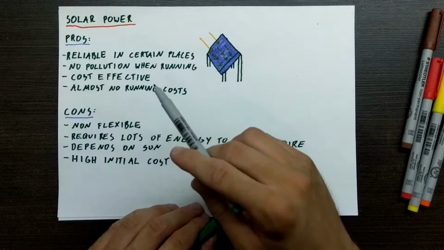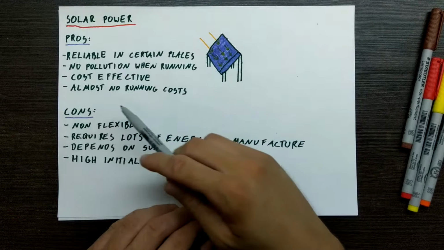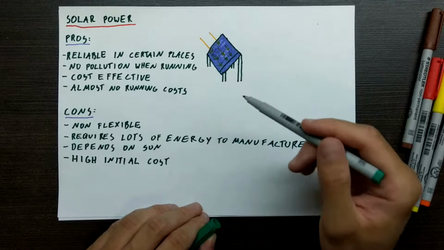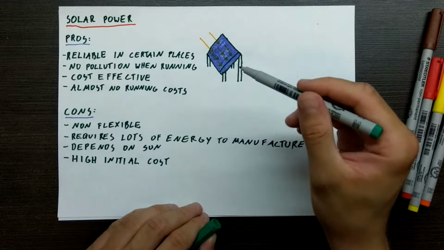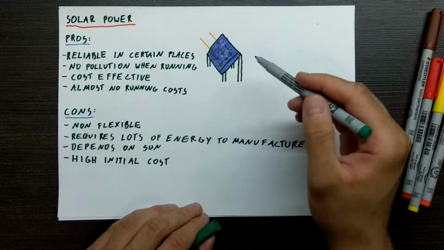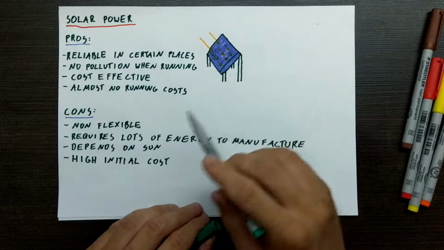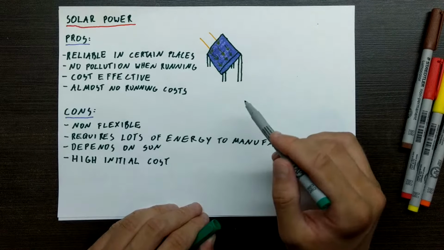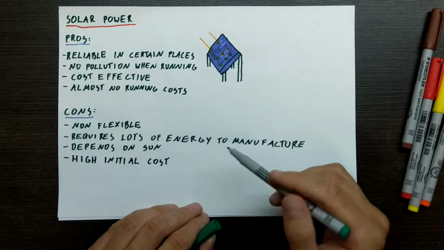And one reason for which they are cost effective is that there is almost no running costs. You can just leave them be and they will do their job. They break down very, very rarely. They don't need much maintenance at all. So there is almost no running costs associated with using solar panels. So that's a very, very good bonus.